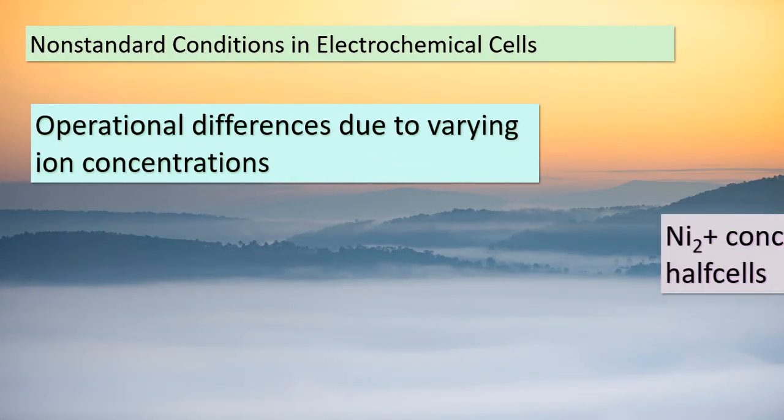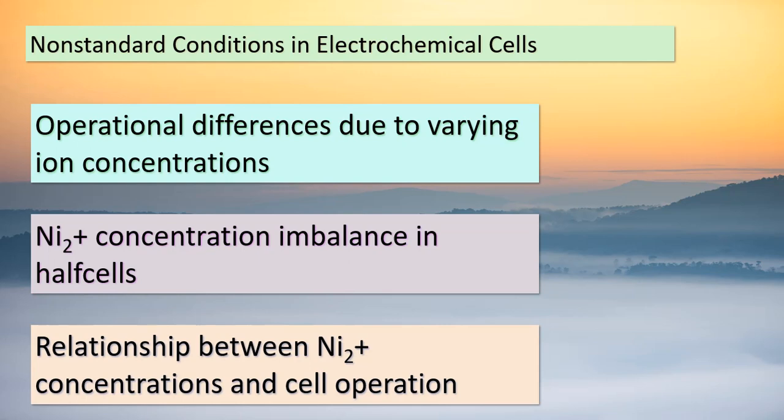Welcome, dear students. Today, we delve into the intriguing realm of electrochemical cells, specifically focusing on how they function under non-standard conditions. We're about to uncover the fascinating world of ion concentrations and their impact on cell operations. Imagine a scenario where the concentration of Ni2+ ions isn't a standard 1 M in both half cells. This variation in concentrations leads to remarkable changes in how the cell operates. Let's explore the details step by step.